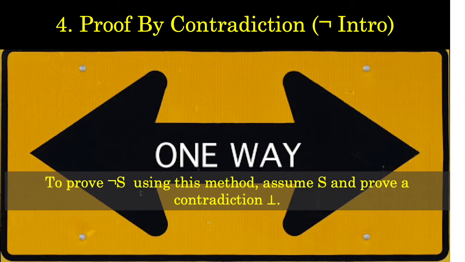Our final new method of proof, or rule of inference, is proof by contradiction, what's sometimes called negation introduction, and also sometimes called indirect proof. Now, the general idea behind this is if you want to prove not S using this method, you assume S, that is the exact opposite of what you're trying to prove, and show that there's a contradiction. We represent contradictions with that upside down T that you see there.